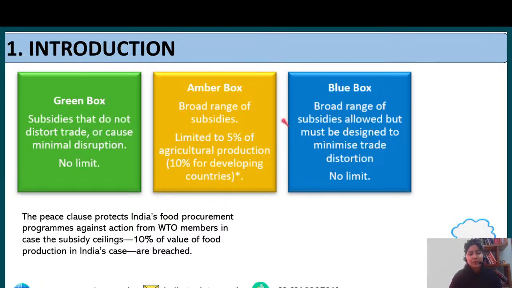Now these amber box subsidies have to be done away with over time, or they have to be brought down, but there is something called the peace clause.